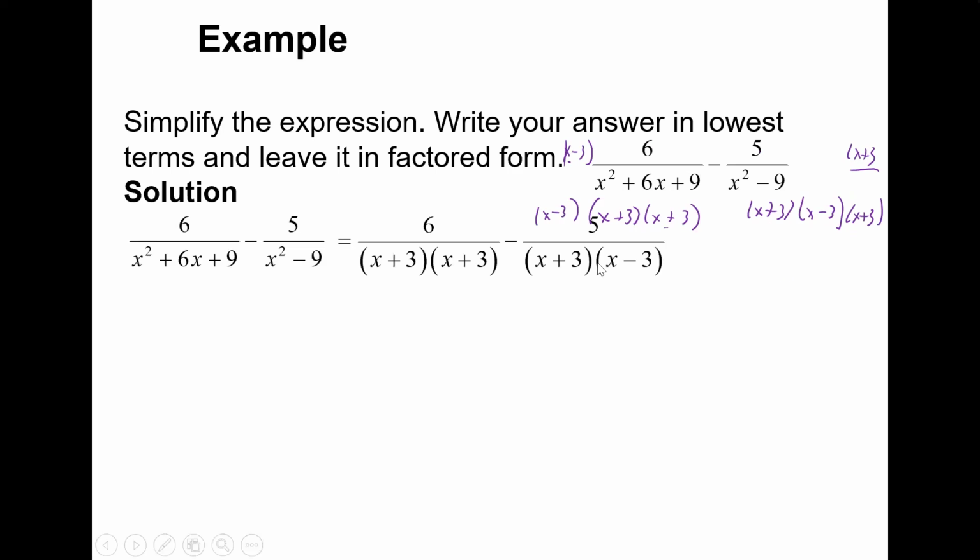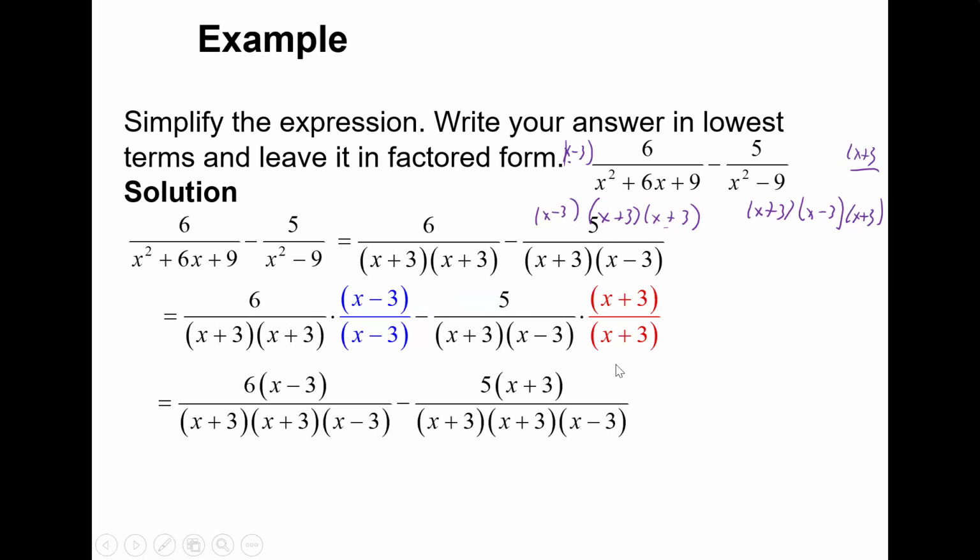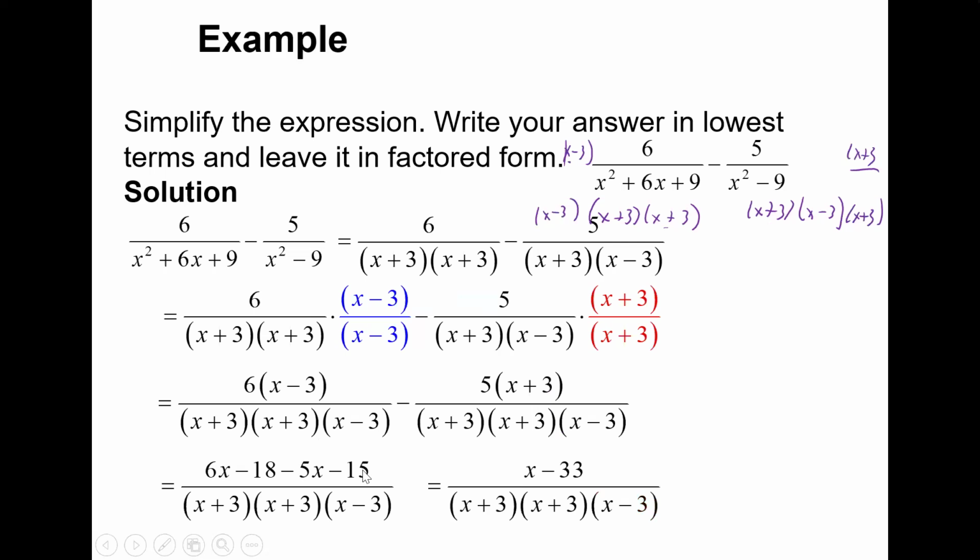All right, so they kind of show you they factor to the denominator. Now we have to multiply again, x minus 3 over x minus 3 and x plus 3 over x plus 3. Now we'll have a 6x minus 18. Here we'll have a minus 5x minus 15. And so now what we can do is we can simplify and say 6x minus x is x, minus 18 minus 15 is going to be minus 33. We can't factor it, and so that's going to be our final answer.